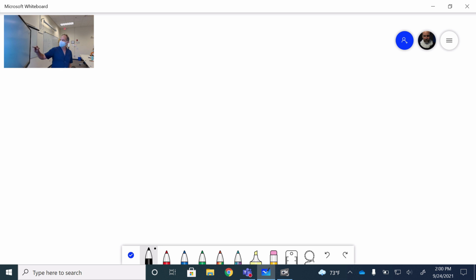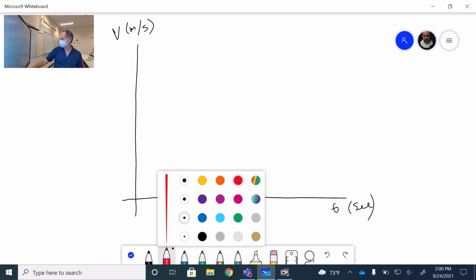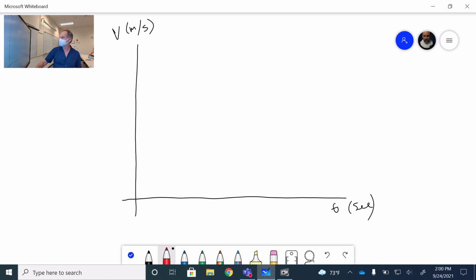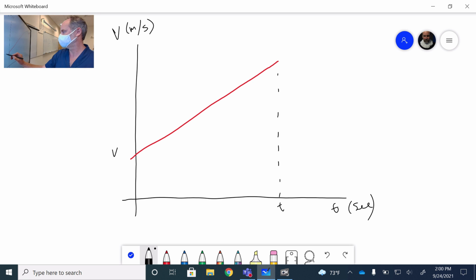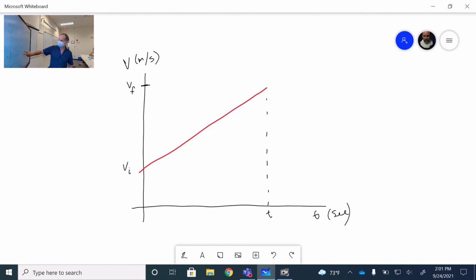Okay, so we talked about this graph. Make it nice and big a little bit. Yeah. Can't do this with a whiteboard.